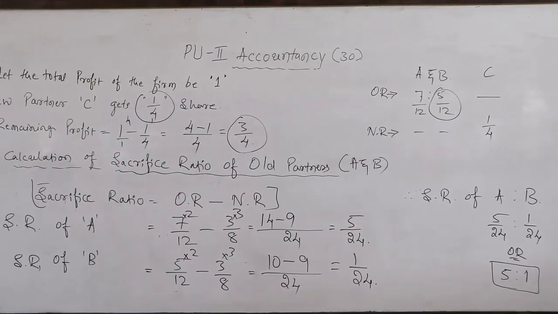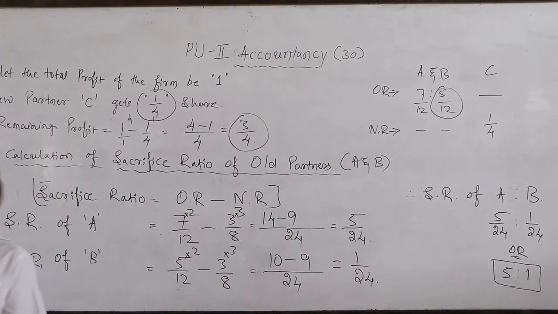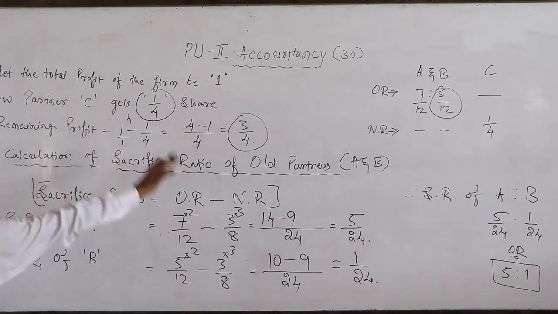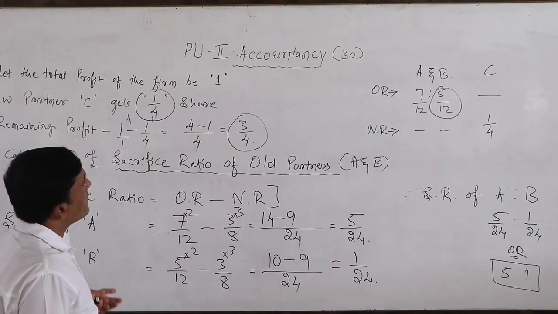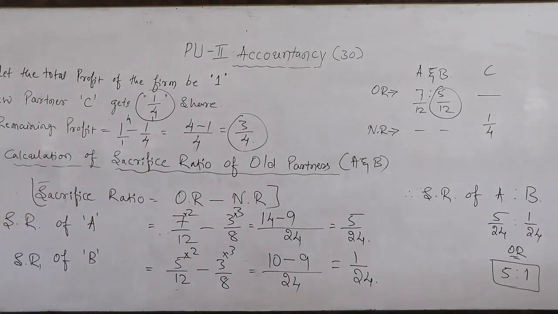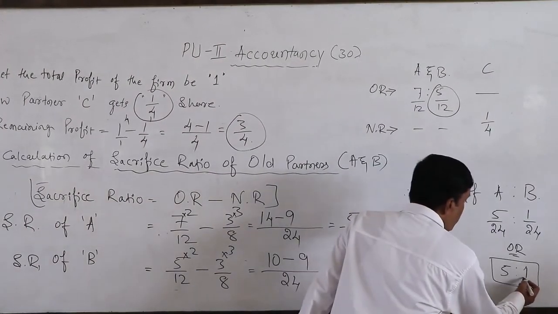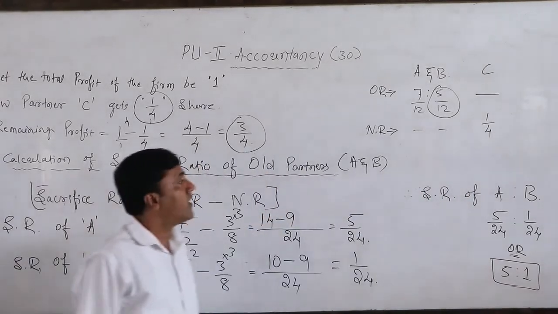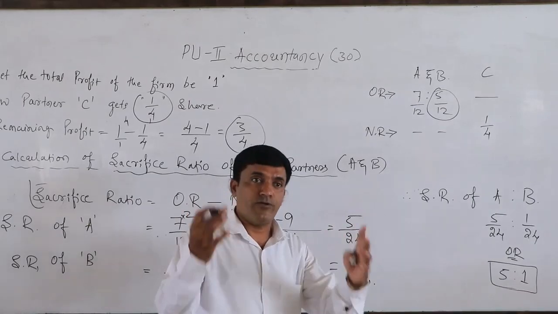So in this problem we have solved two steps. Firstly, we have ascertained the new ratio of all the partners. While calculating the sacrifice ratio, dear students, as you all know, we need the new ratio as well as the old ratio. So with this, we have ascertained the sacrifice ratio of old partners. This is today's class, dear students. Further study we'll see in the next video. Thank you very much.